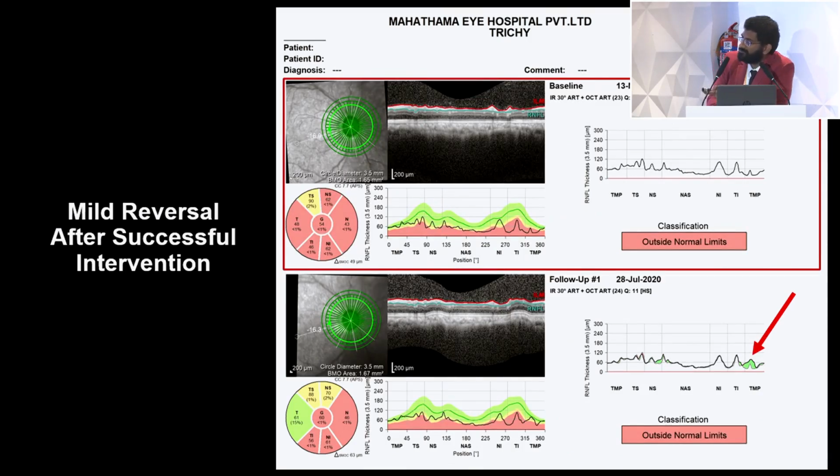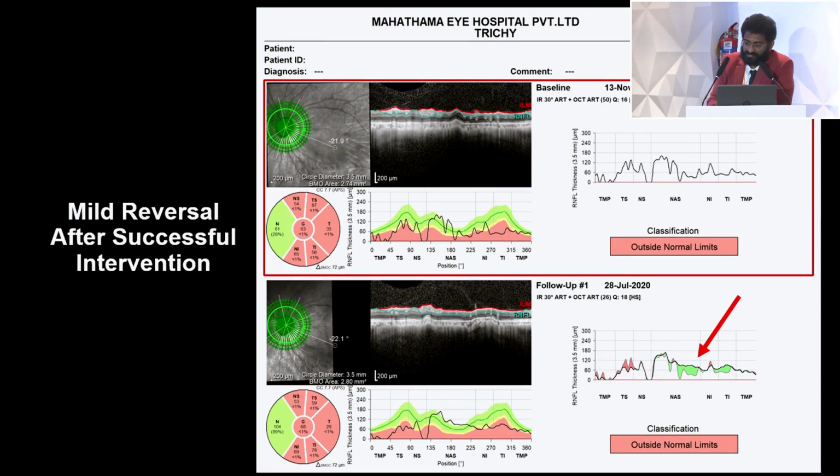And also sometimes if you have an electrophysiological test, mild reversal signs like these can also be preserved or seen on an electrophysiological test and correlated with the structural OCT changes. You can see the mild reversal changes, and a few more cases as well.